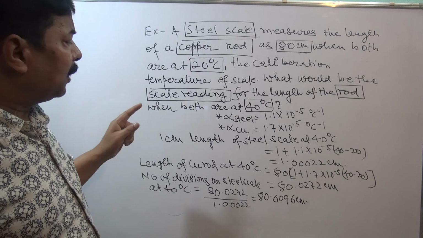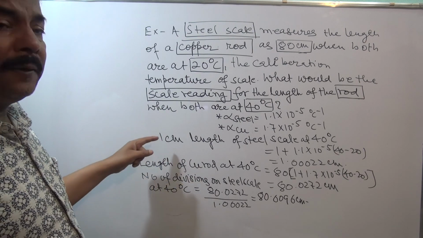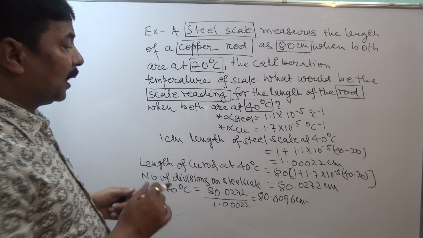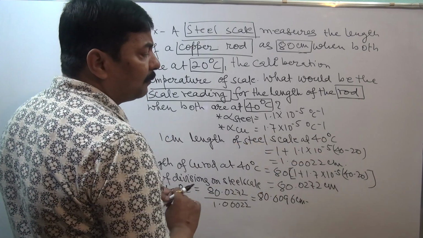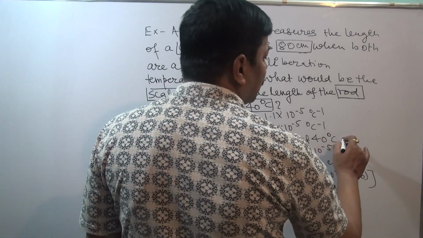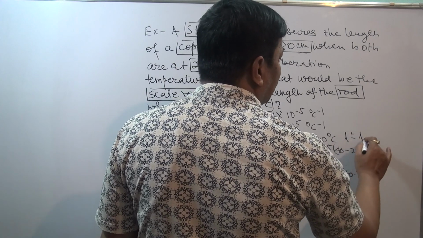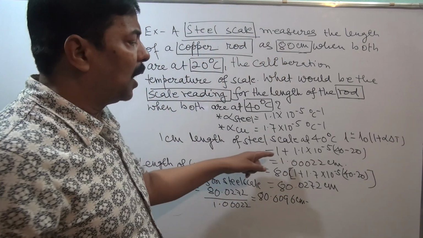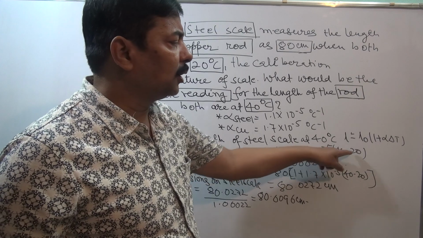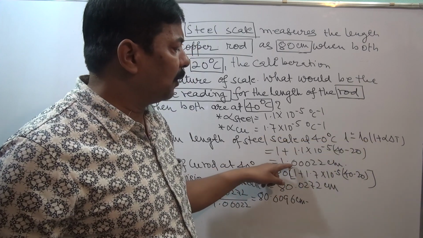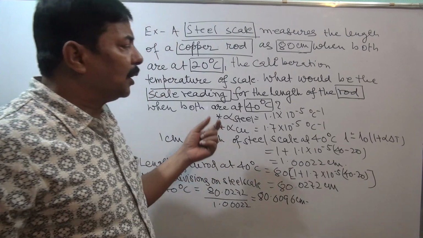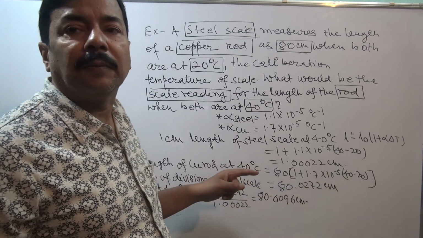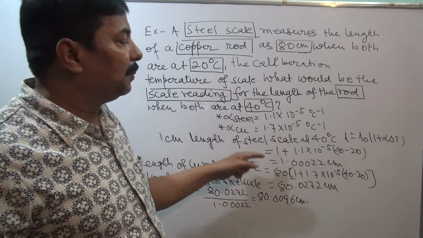Now you see, if we take 1 centimeter of the steel scale, its length at 40 degrees centigrade will become, using the formula L equals L naught into 1 plus alpha delta theta, and putting the value, 1.00022 centimeter. That means due to temperature change, 1 centimeter of the scale will become this much.